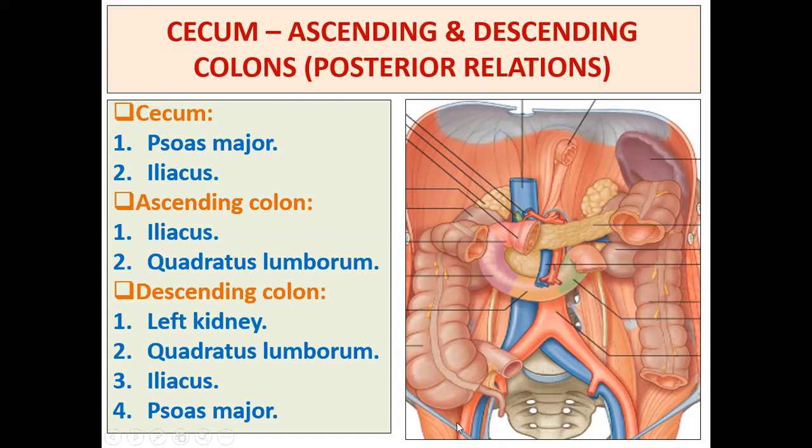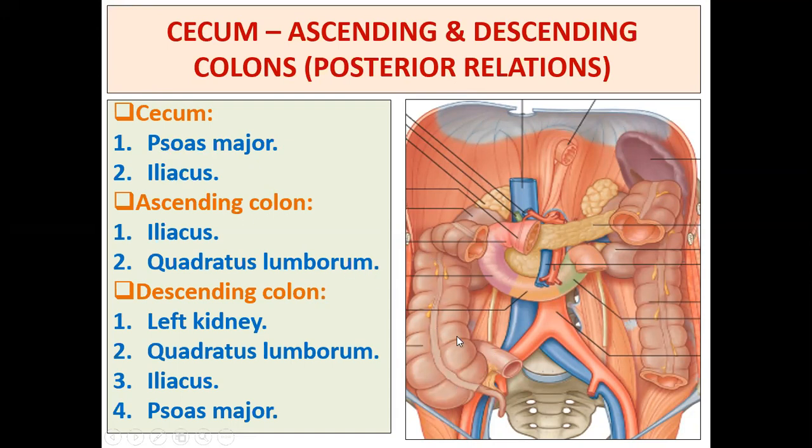So for the cecum, posteriorly we have these posterior relations. We have the psoas major, this muscle coming down, as well as the iliacus. There is one more muscle coming from the lateral side. Together they are called the iliopsoas muscle, one muscle. So this is the iliacus, and this is the psoas major muscle coming, and they form the posterior relation.